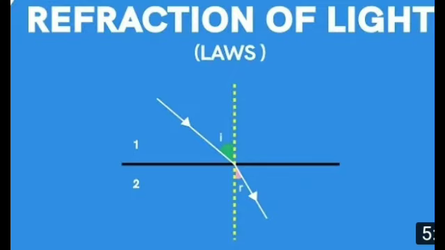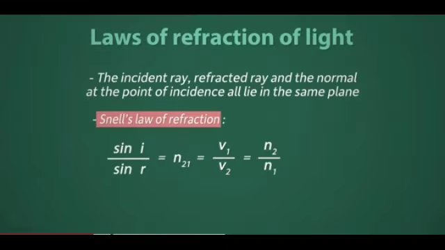First law of refraction: the incident ray, the refracted ray and the normal to the refracting surface all lie in the same plane. Next, second law of refraction: the ratio of the sine of the angle of incidence and the sine of the angle of refraction is equal to the ratio of refractive indices of the two media. This law is also known as Snell's law. So, sin i / sin r = μ2 / μ1.